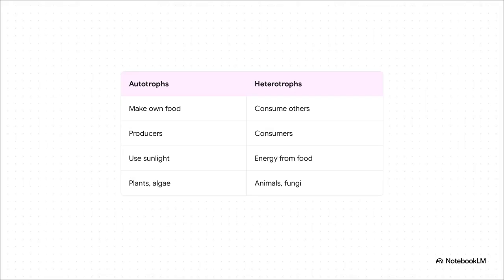And this brilliantly illustrates the relationship between the two when we compare them side by side. While autotrophs make their own food using sunlight or chemicals and act as producers, heterotrophs act as consumers and must obtain energy from that food. The key idea to remember is that nearly every food chain begins with an autotroph. Without those producers, consumers would have absolutely no source of energy.